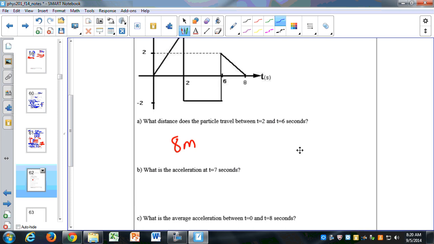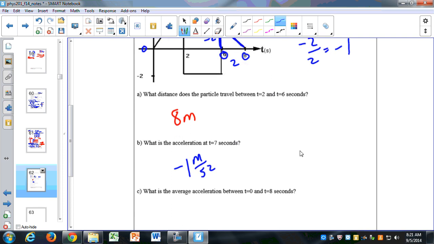Yeah, so I just find the slope of this line right here. That's my rise, which here is negative 2. That is, I'm going from 2 to 0. 0 minus 2 is negative 2. And then the run is 8 minus 6, or 2. And so the rise over the run is negative 2 over 2, which is negative 1, as Young said. So my acceleration is negative 1 meters per second squared.